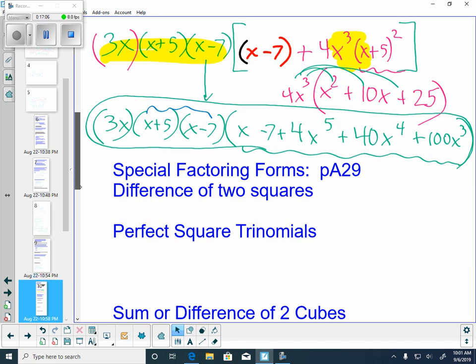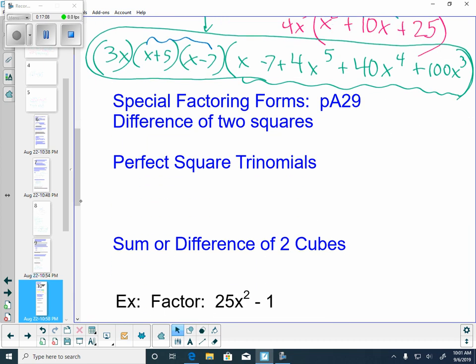Okay, so that brings us to special factoring forms. Can you take a look at page A29? On page A29, you are introduced to some special factoring forms, starting with the difference of two perfect squares, which we've already talked about a couple times today.